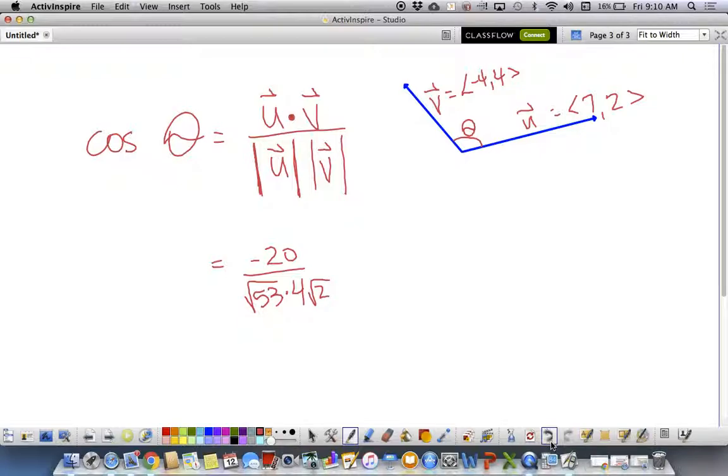So we got a decimal here, negative 0.4856, cosine theta. So theta equals 119 degrees. Yes, that's what you got. Now, if you have vectors, you can find the angle between two ships that are sailing off into the sunset.